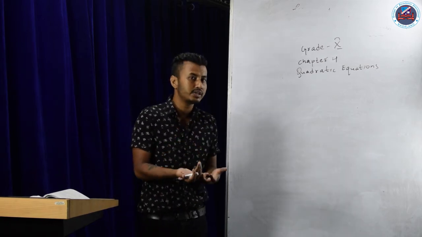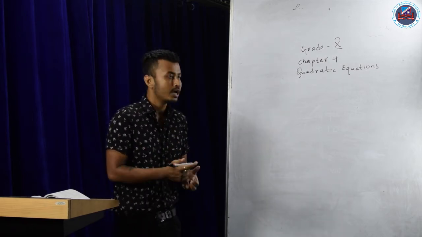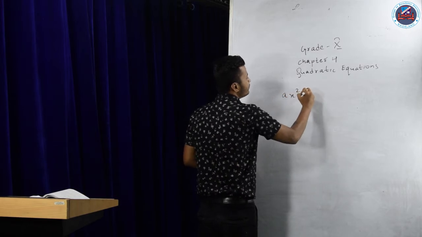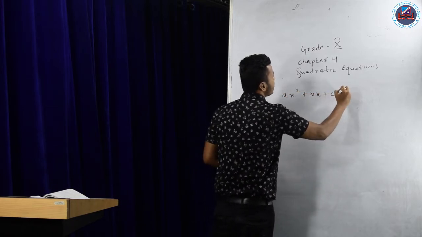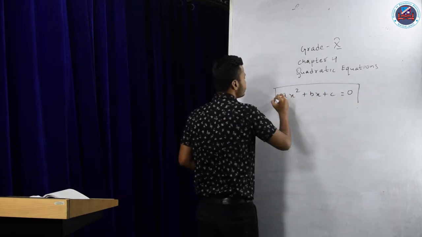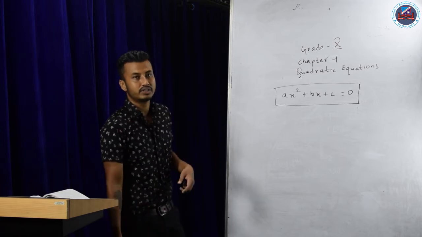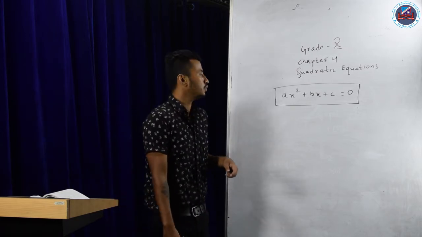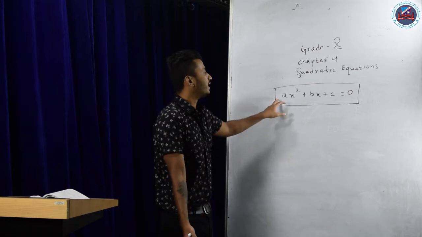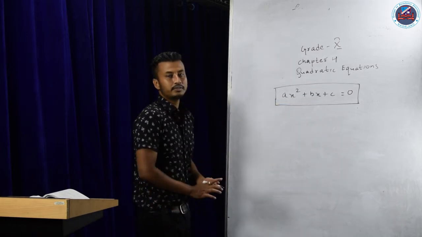Now what is a quadratic equation? A quadratic equation is a polynomial of degree 2, which can be represented in the form of ax square plus bx plus c equals to 0. This is a representation of a quadratic equation. If any equation satisfies this form, we can call it a quadratic equation. Why did I say the degree is 2? Because the highest power is 2. What are the constant terms here? a, b and c.